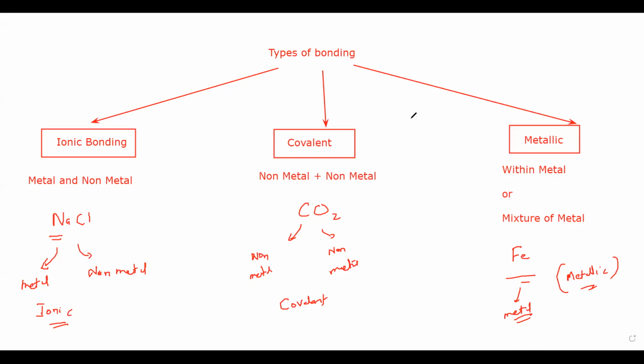Metal plus non-metal is ionic. Non-metal and non-metals will be covalent. And metal alone, or a mixture of the metal, will be metallic.